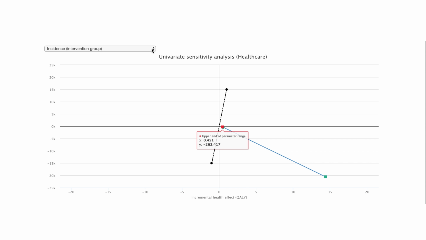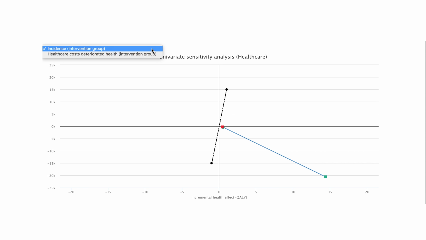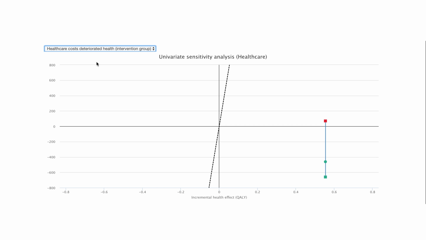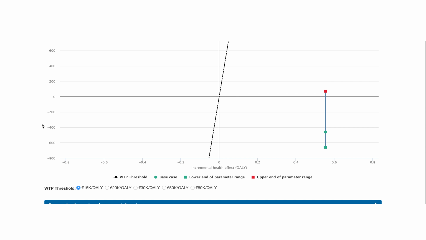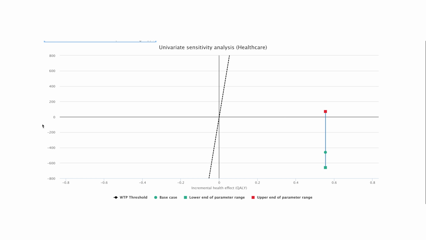Under the univariate sensitivity analysis section, you will see a cost effectiveness plane that shows results under one selected parameter and its effects on the cost effectiveness results as compared with the base case. The base case results are those shown in the MAFEIP tool step 3. The results of each parameter may be viewed by selecting the corresponding parameter in the drop-down box. We will first focus on the results of the incidence intervention group parameter.